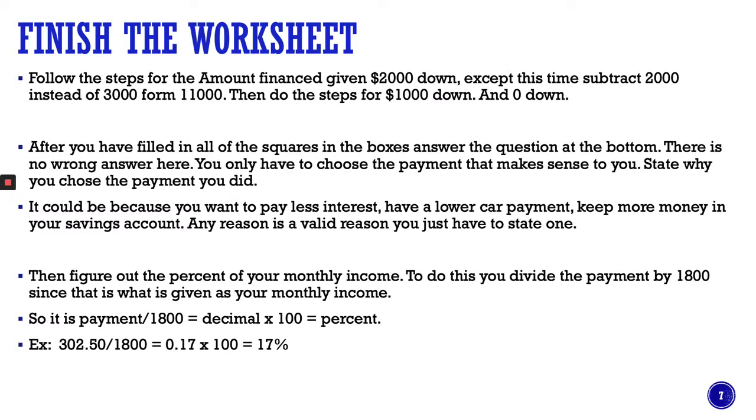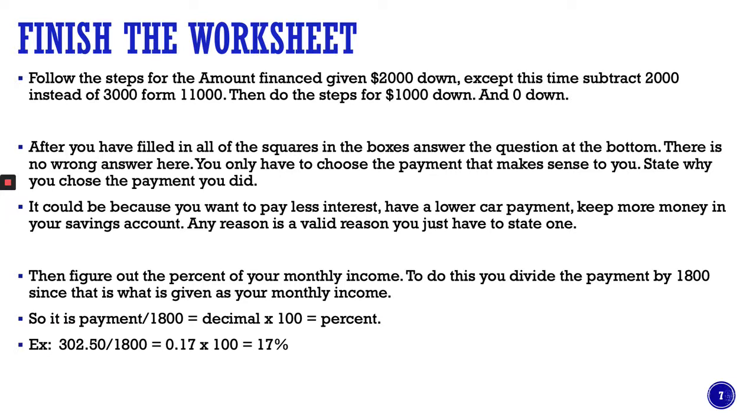The months will stay the same, but your amounts of interest will change as you don't put as much money down. Now, after you've filled in all of the squares in the boxes, you have to answer the question at the bottom of the form. There's no wrong answer there. You only have to choose the payment that makes sense to you. State why you're choosing the payment you did. So it could be because you want to pay less interest, have a lower car payment, keep more money in your savings account. Any reason is a valid reason. You just have to state one.